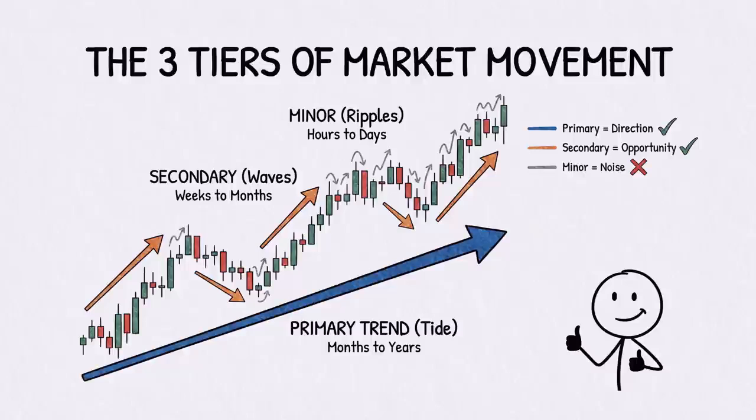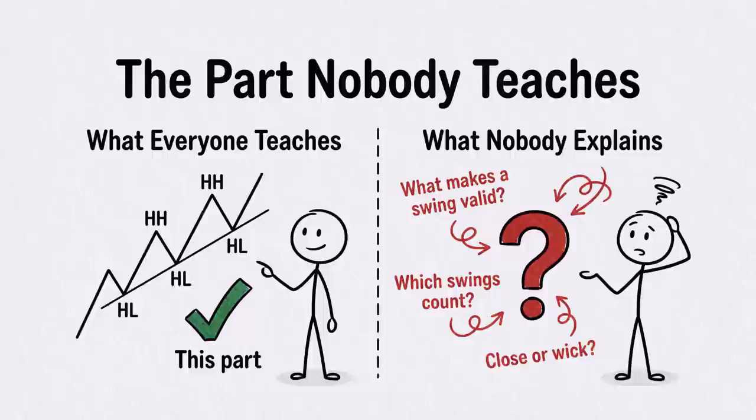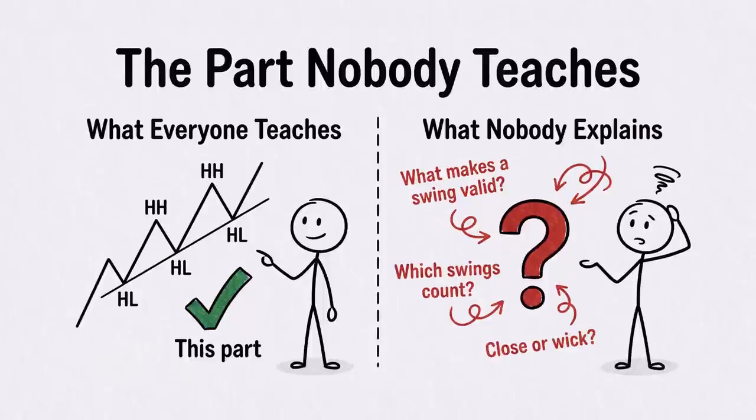You know the 3 tiers now. But how do you properly read the swings inside each tier? Because most traders get this part completely wrong. Everyone talks about higher highs and higher lows, but almost nobody talks about what makes a swing point valid in the first place. Here's a detail that changes everything.